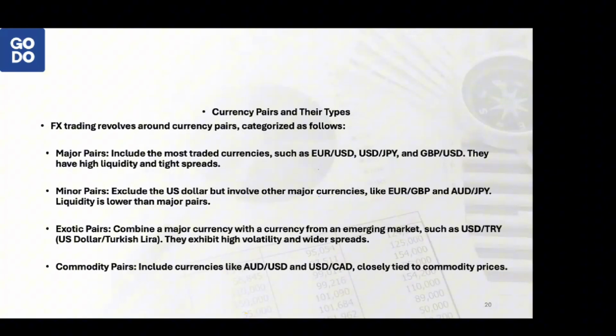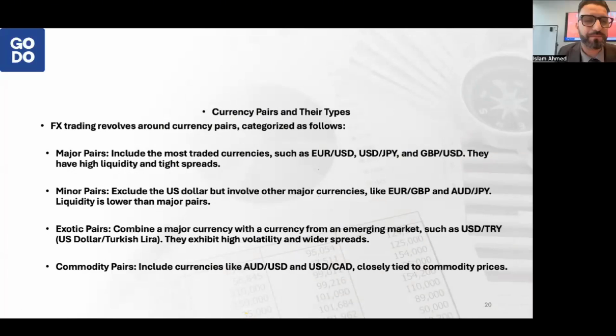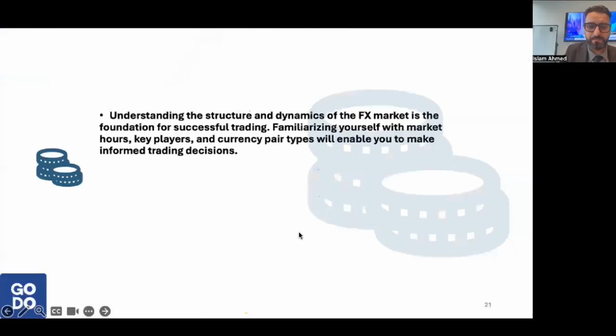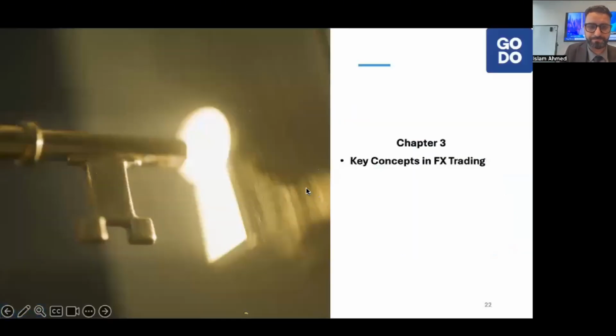We have minor pairs, which means a currency pair that has no US dollar in it. Keep this in mind: the US dollar affects 80% of the markets. It's global, but there are some major minor pairs like the euro against the pound or the Australian dollar against the Japanese yen. These are also very important currencies. We have some exotics. We don't need to speak about them at a basic level; maybe later we can.